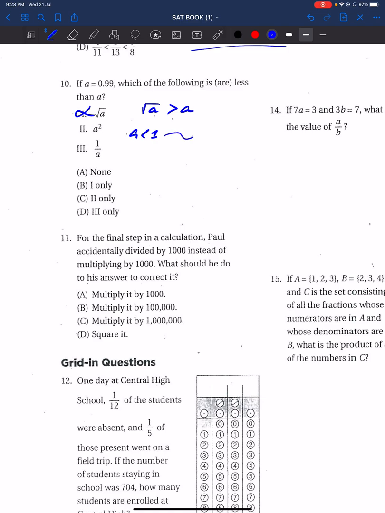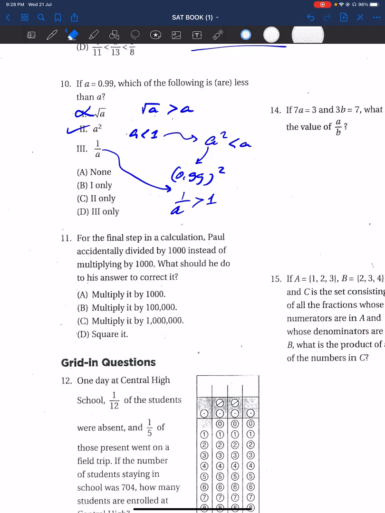And A squared would be less than A. Why? Because A is less than 1. So as an example, you could just directly put 0.99 squared and check your answer. So this is true. Whereas 1 over A, since A is less than 1, so 1 over A would be greater than 1, which is greater than A. So choice number 3 is also false, and your answer is C.